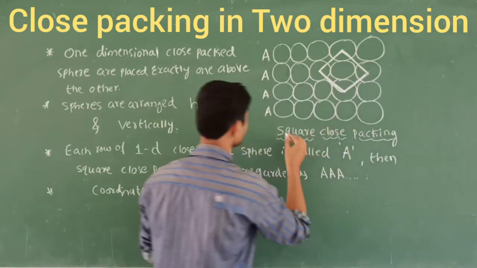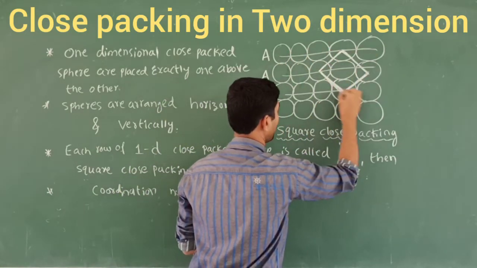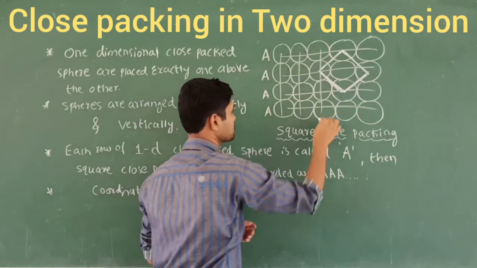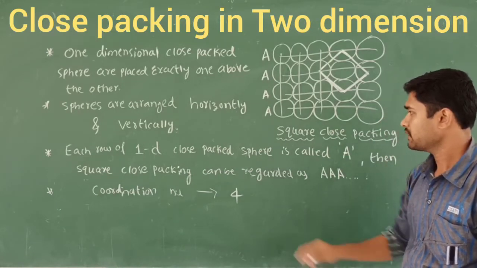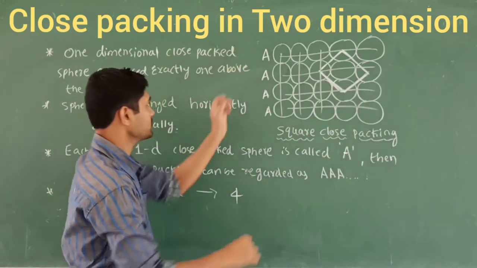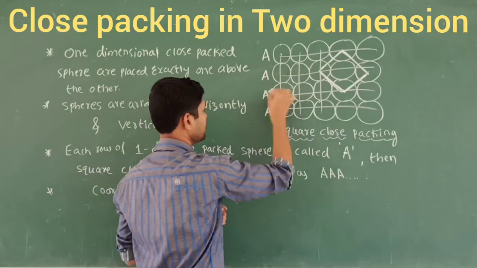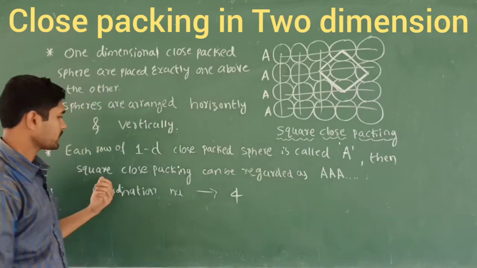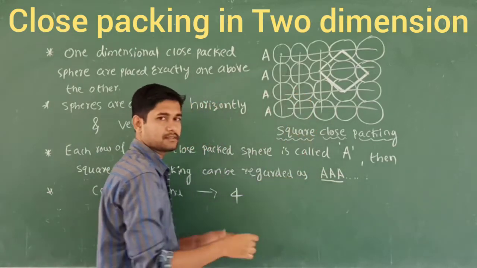When you look at these spheres, how are they arranged? They are arranged horizontally like this, as well as vertically like this. Each row of one-dimension close packed spheres is called A. I am going to call this row A because all are arranged in a similar way, right? That's why they name it the A set of arrangements. Then square close packing can be recorded as A. This is a simple arrangement.